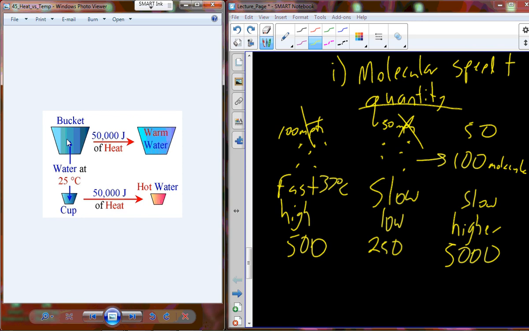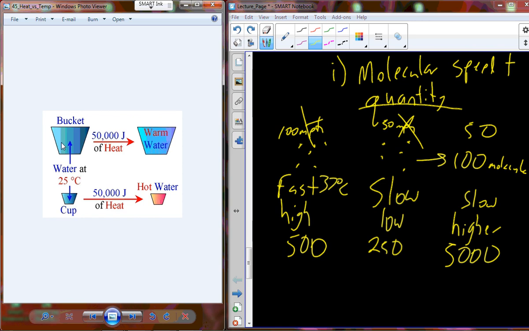No, more heat. The bucket. In the bucket, just because of sheer quantity, right? Because there's going to be many more molecules in that bucket than compared to the cup. Now, notice what happens here. If I put in 50,000 joules, that's our measurement of heat, notice that the temperatures change very differently.